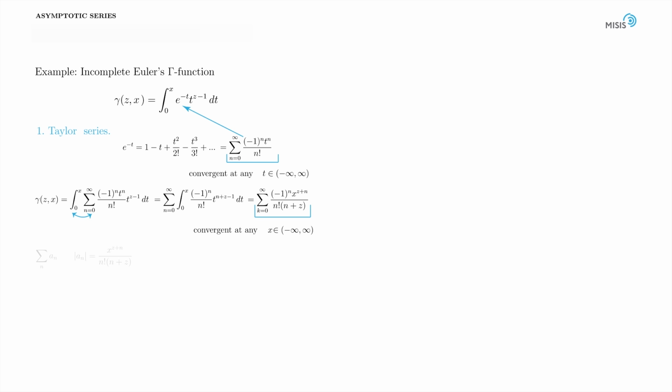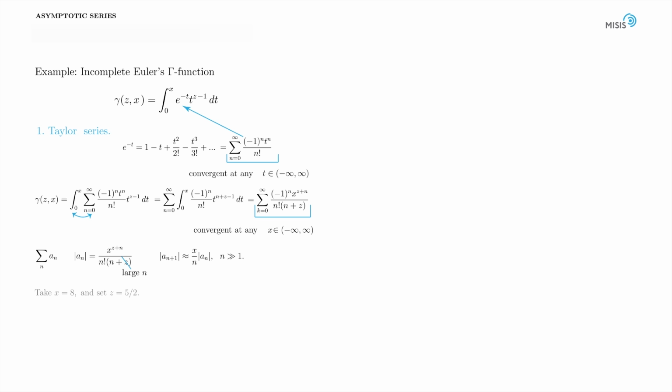Indeed, let's denote the general term of our sum as a_n. Here is the expression for its modulus. Then you can easily see that at large n we can discard z in the denominator of a_n and get the following recurrence relation. So, since every other term in the expansion is approximately x over n times smaller, the series is very effective for small x. But it's extremely inconvenient at larger arguments.